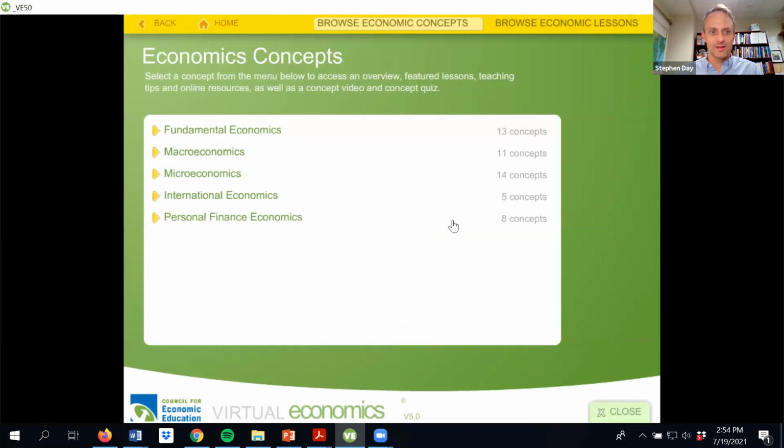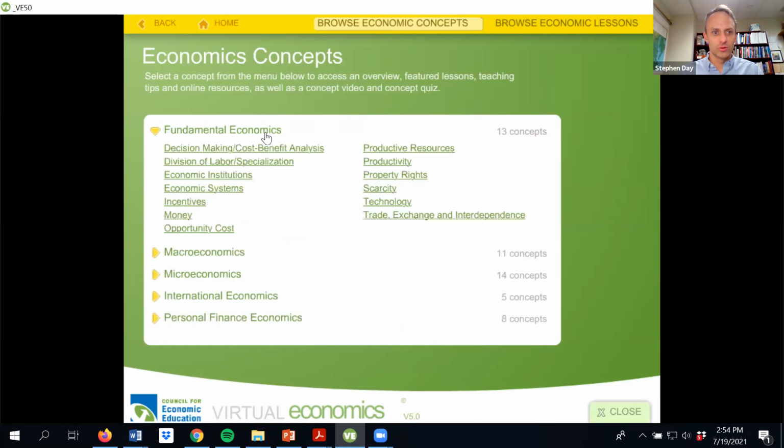Browse Basic Economic Concepts, and you can go to Fundamental Econ, and you have decision-making models, cost-benefit analysis, division of labor, specialization. You know, this might be good if you say, oh man, I just want to teach my kids about trade. You could go here to trade, specialization, interdependence, division of labor, specialization, and they could direct you to that. If you're doing civics, you could go to the property rights section, and so on and so forth.